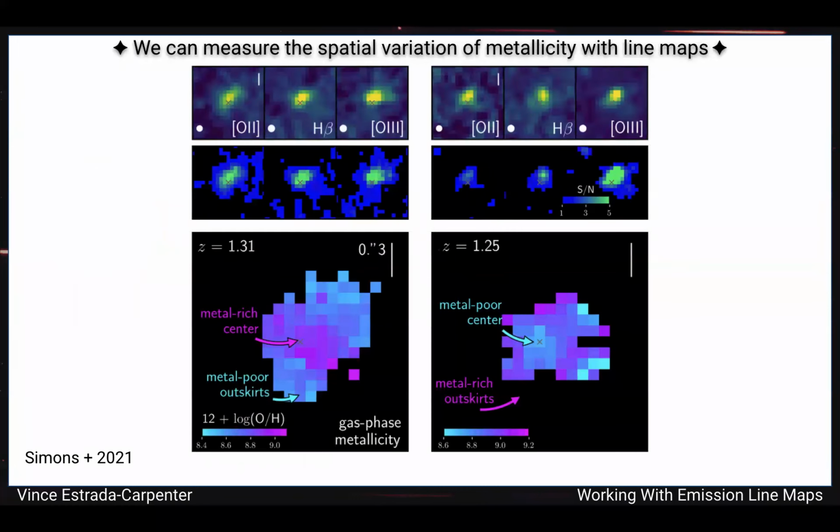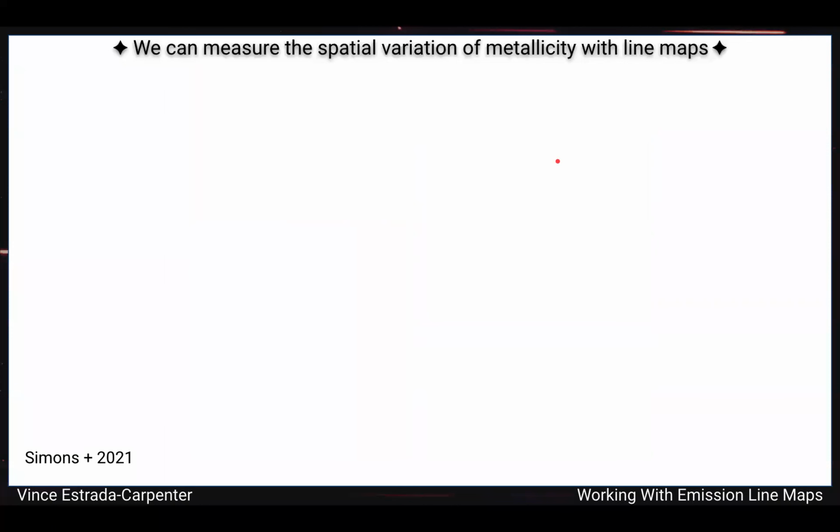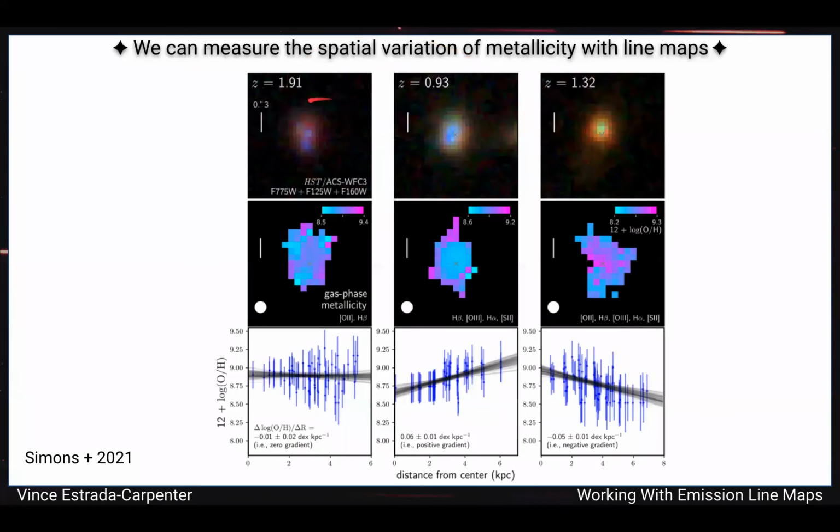Some of the work that's been done, I'm going to highlight some of the work from some collaborators. This is work from Raymond Simons at STScI in the CLEAR collaboration. What he did was take emission line maps for O2, H beta, and O3, and from those, got gas phase metallicity maps for these galaxies. Here's some of these gas phase metallicity maps. Here's two different examples. Here's some more. Here's the direct image of the galaxy, and here are the metallicity maps. And from these, you can do things like measure metallicity gradients, as you can see here.